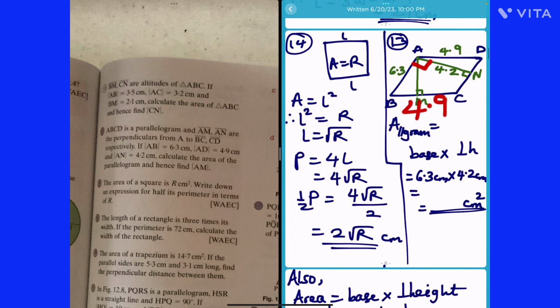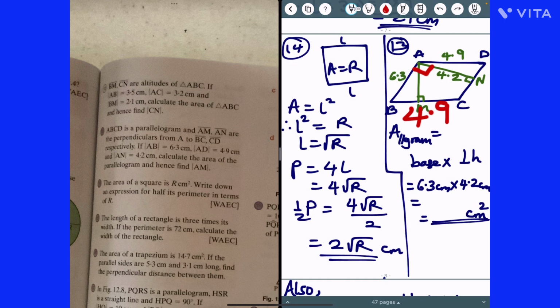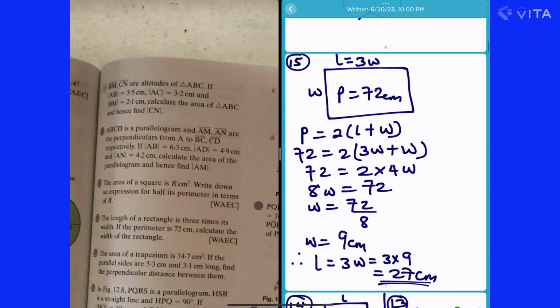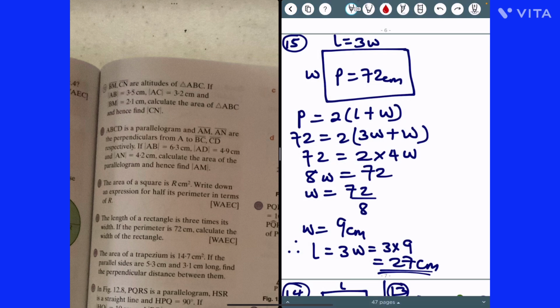What you just need to know here is that you have two expressions that can give you the area. You understand? BC times AM, base times perpendicular height. You also have this to get the area: AB times what? AN, also base times perpendicular height. You equate the two. This will give you the area. Then in the second equation, you use your area to find AM.